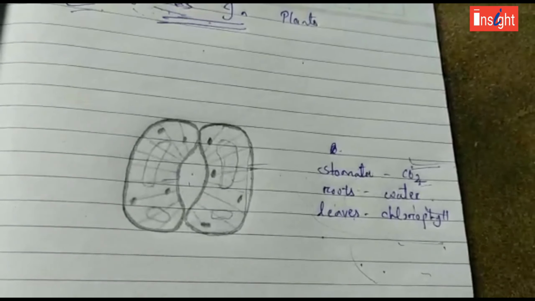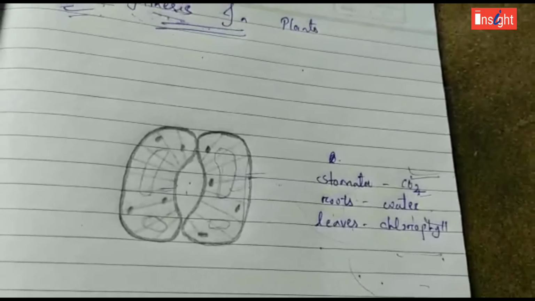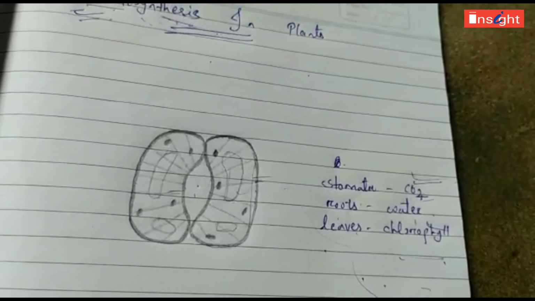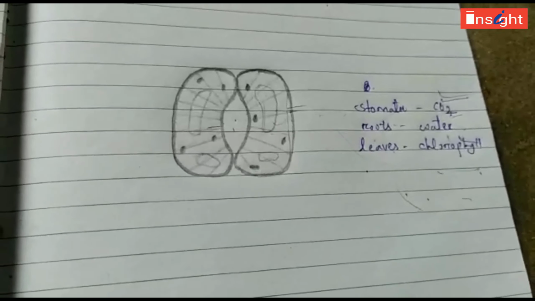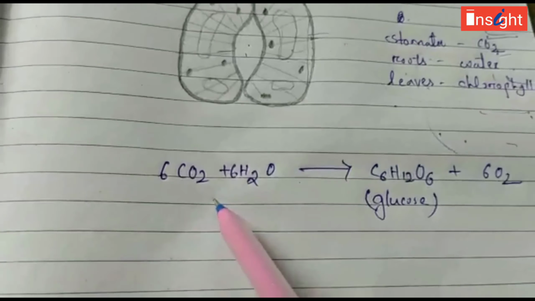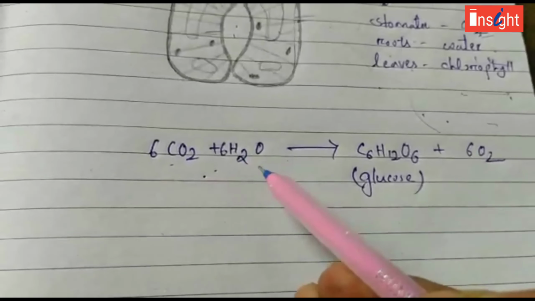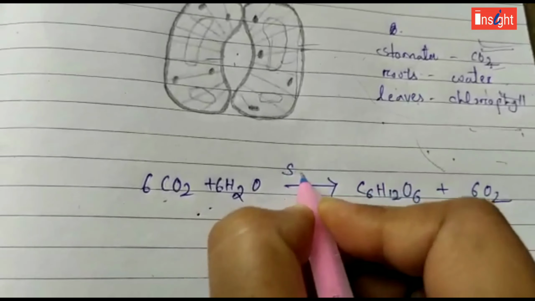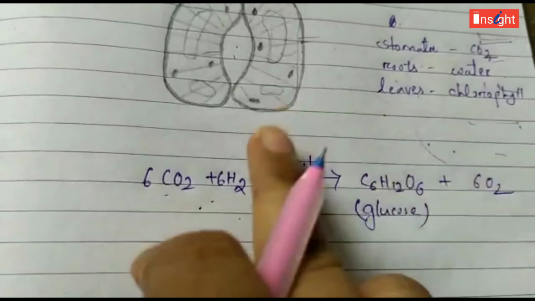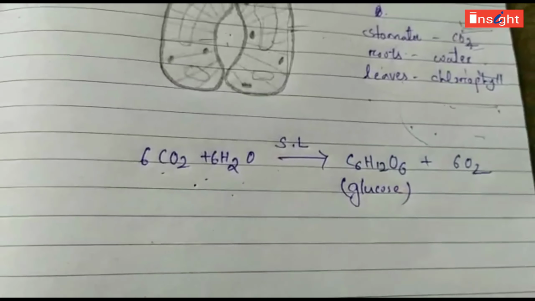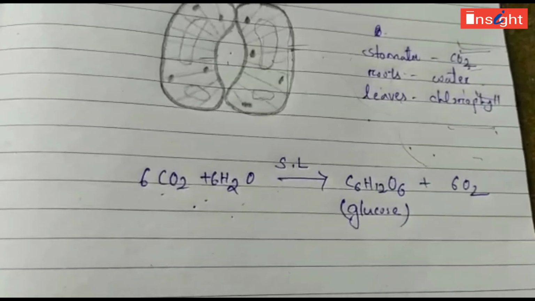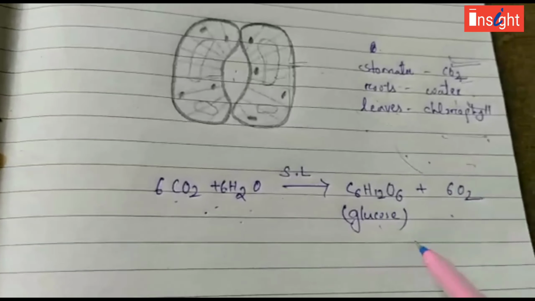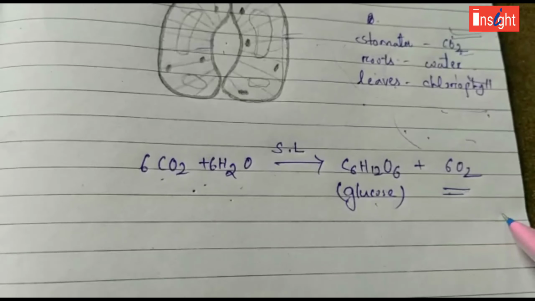So first of all, carbon dioxide and water in presence of sunlight are converted to glucose and oxygen. So you can write it like that. CO2 is carbon dioxide, H2O is water. These two combine in presence of sunlight to give glucose and oxygen along with some water. So the byproducts are oxygen and water.